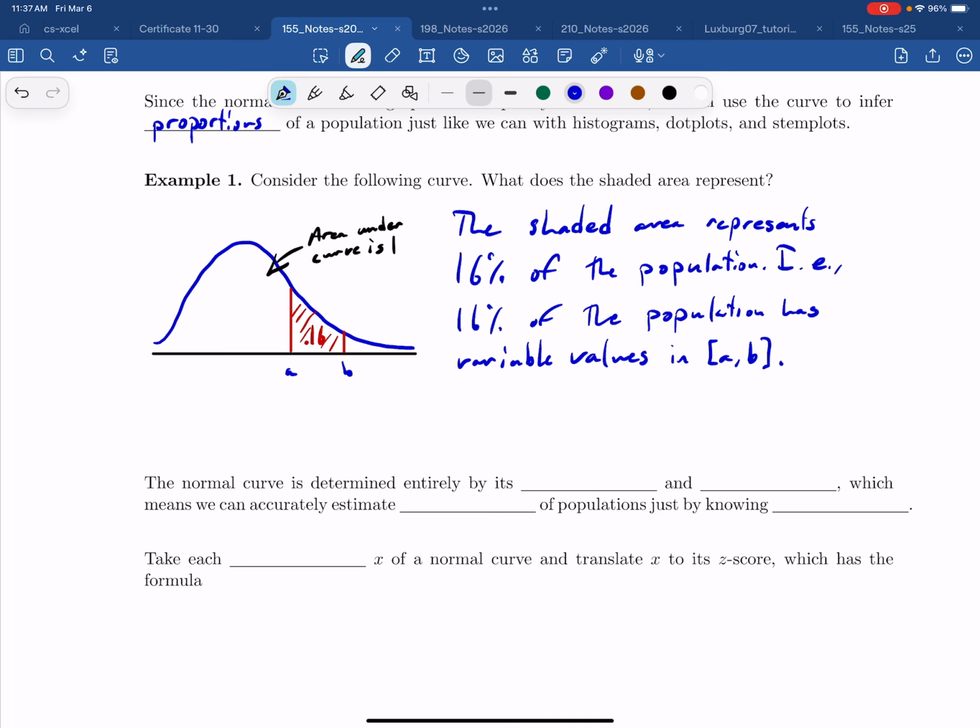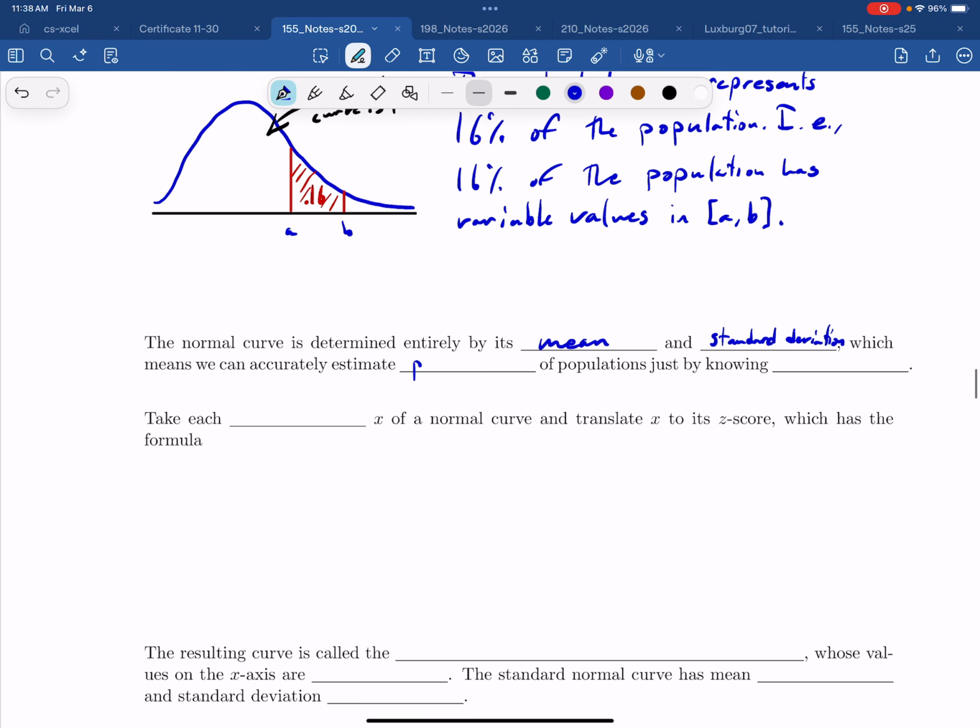Now, if you remember when we looked at the binomial distribution, that was completely determined by the number of trials and the probability of success. So I wrote something like B of n comma p. Remember that? Well, similarly, the normal curve is determined entirely by its mean and its standard deviation. So we can accurately estimate proportions of populations just by knowing mu and sigma.